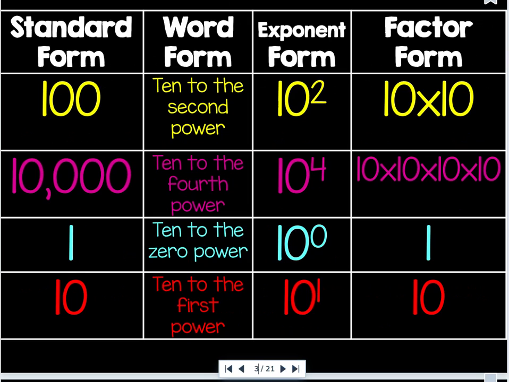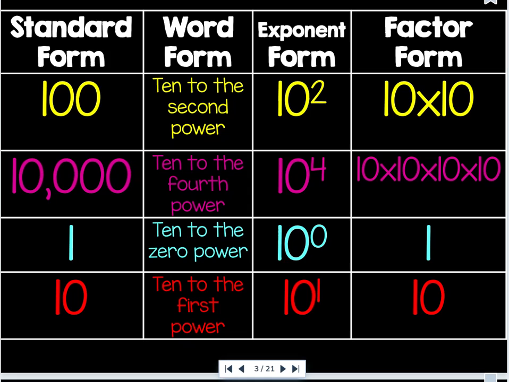When we look at this chart, we can see the 4 different forms that the number can take: standard form, word form, exponent form, and factor form. In standard form, 100 is just 1, 2 zeros. In word form, that would be 10 to the second power. In exponent form, those 2 zeros are represented by 2 as the exponent, 10 is the base number. And in factor form, we just expand it out, 10 times 10.